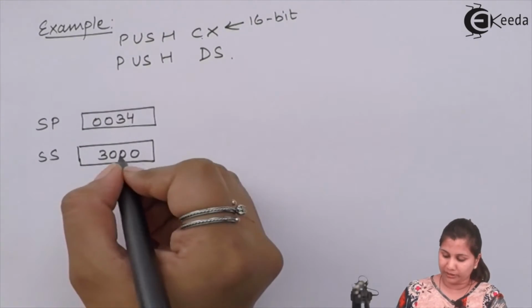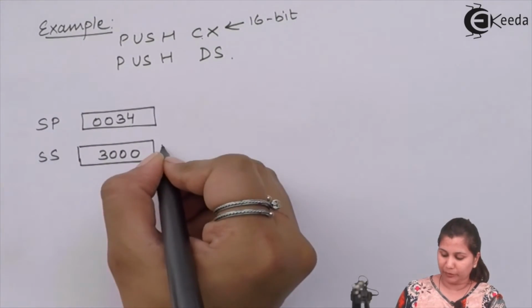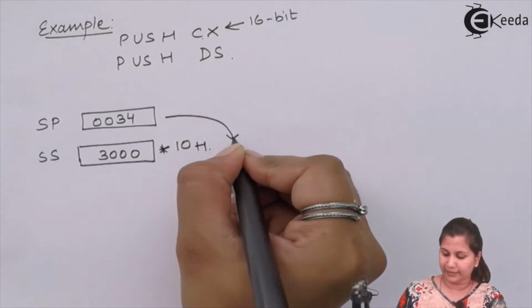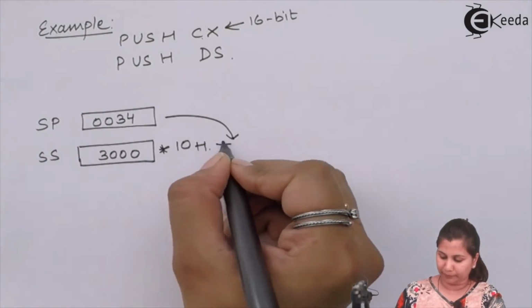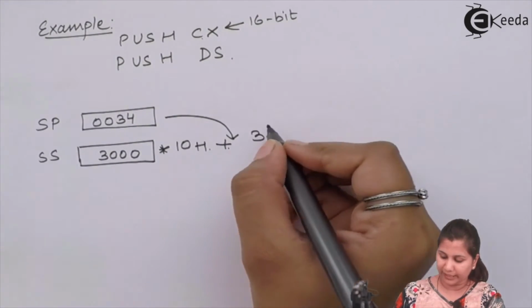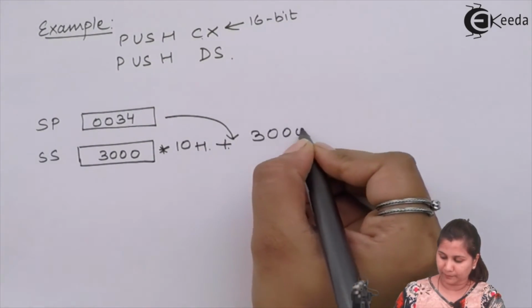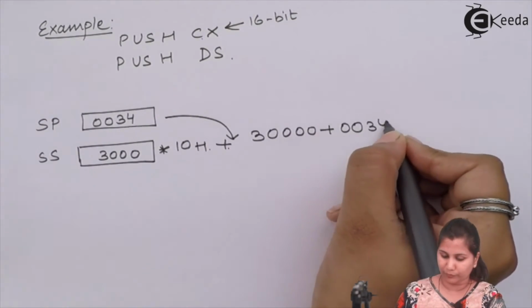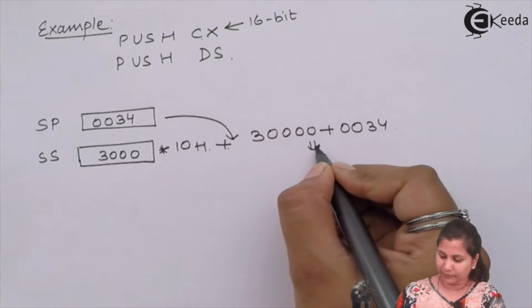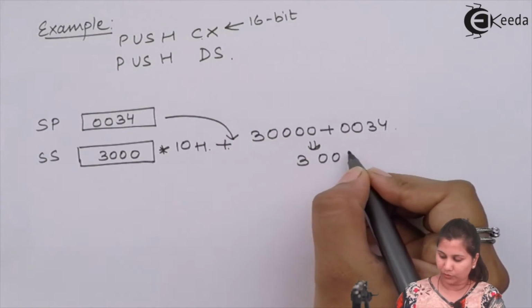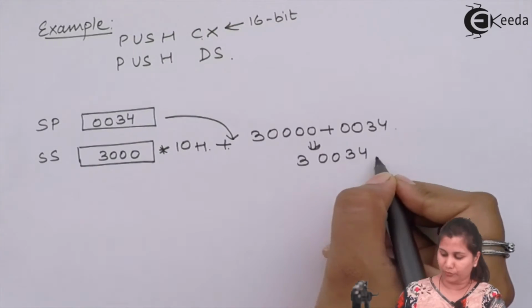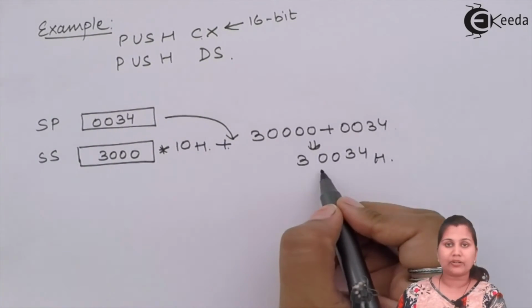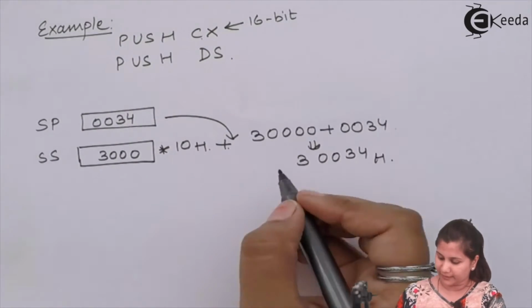So this stack segment 3000 will be multiplied with 10H, and then this will be added with the stack pointer. So the address we will get is 30,000 plus 0034. So we are getting 30034. This is the address. Now at this address, the stack is initialized.